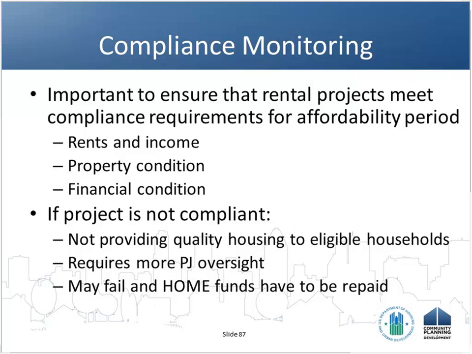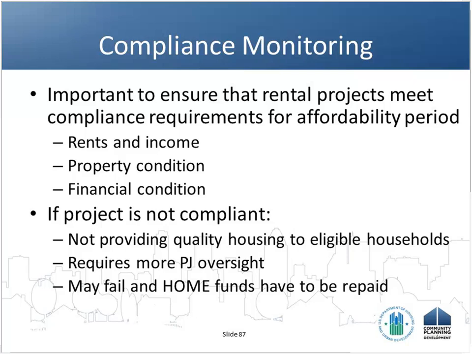That also includes the property condition. So we're going to get our annual certifications from our property owners, but of course we're also going to be verifying that with our on-site visits and ensuring that our inspections also line up with what we're being told. And we're of course concerned about making sure that those properties are going to make it through. They're going to be sustainable for that affordability period. So we're also looking at the financial status of each of those projects during the affordability period.